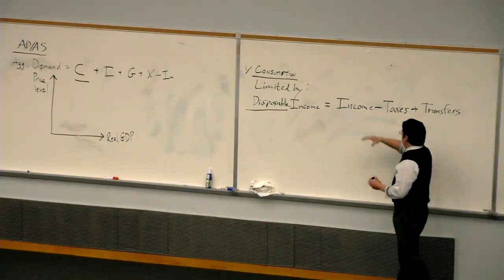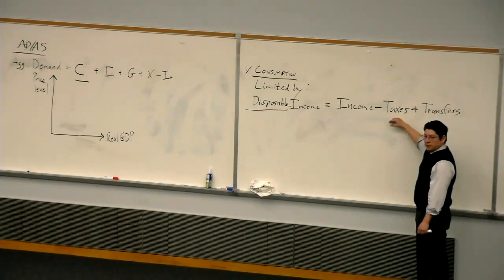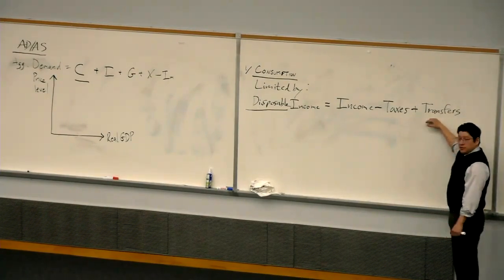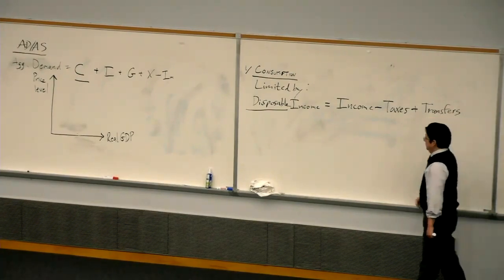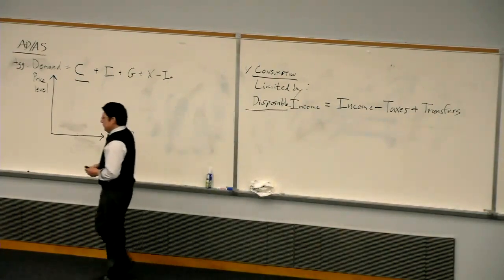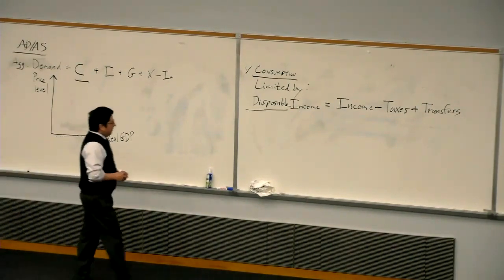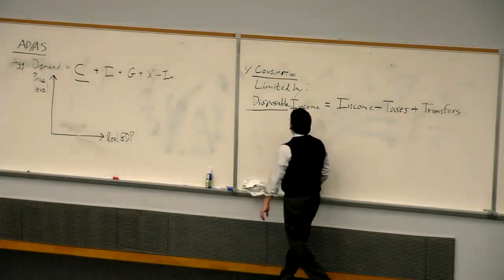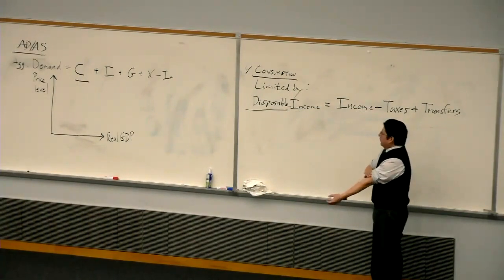Disposable income is your income, except that we take out the taxes because you don't get to spend those. And then we add in the transfers because you didn't earn them, but you do get to spend them. So consumption should be limited by disposable income. Now, however, disposable income isn't the only limitation, or I guess source of funds, that you might use to determine your consumption.